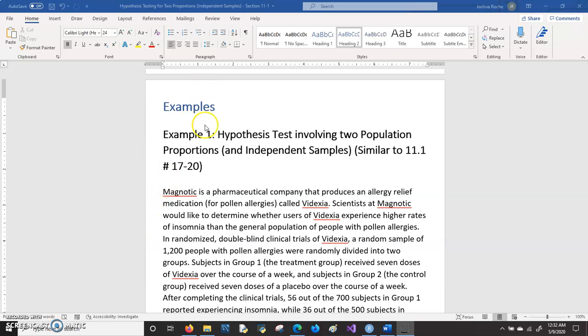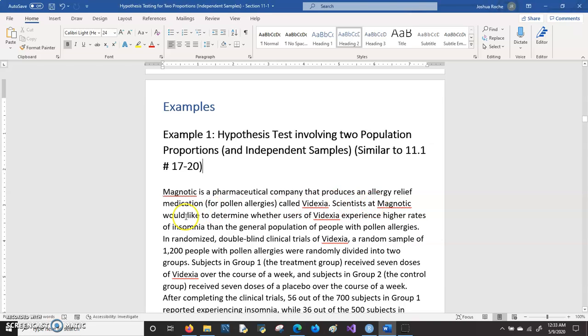Okay, let's take a look at an example of a hypothesis test involving two population proportions and independent samples. This example is going to be similar to 11.1, numbers 17 to 20. Magnotic is a pharmaceutical company that produces an allergy relief medication for pollen allergies called Videxia.